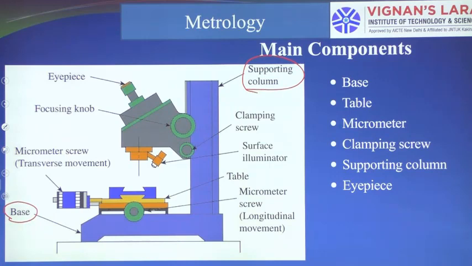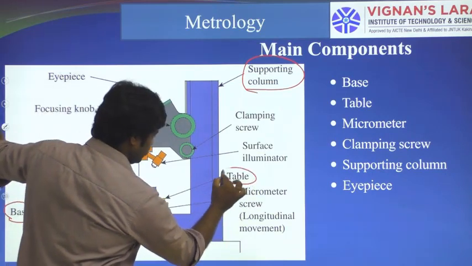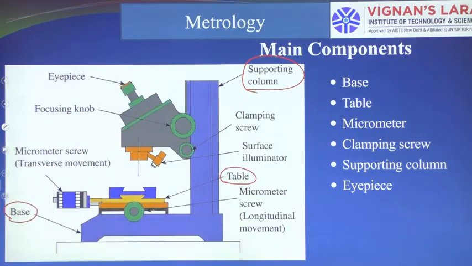On the top of this base, a table is mounted. So here is a table. A table is mounted on the base. On the top of the table, we have work holding devices. It means vices or some other devices. Depending upon the application, we can use various work holding devices.